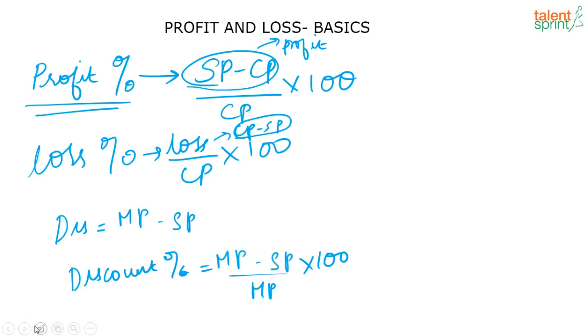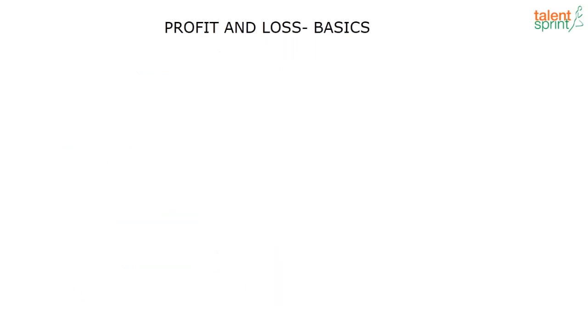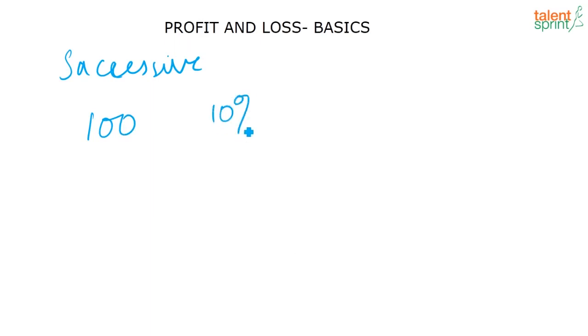Now the next important concept that comes in profit and loss is successive discounts. So what is successive discounts? Let's say that the question will be of this type. There is an article worth, let's say, 100 rupees. Now you are offering a discount of 10% on it, followed by a discount of 20% on it. On an article which is costing 100 rupees, the trader is offering successive discounts of 10% and 20%. So what is the net discount that is being offered by the trader?